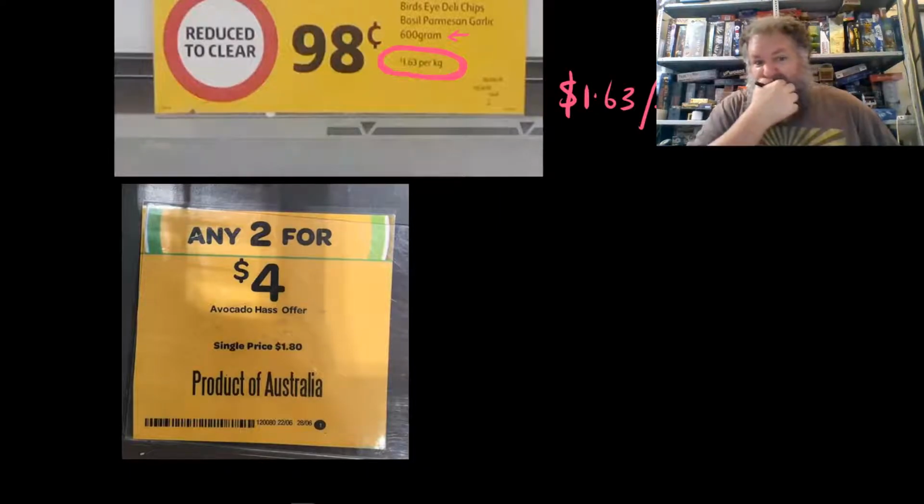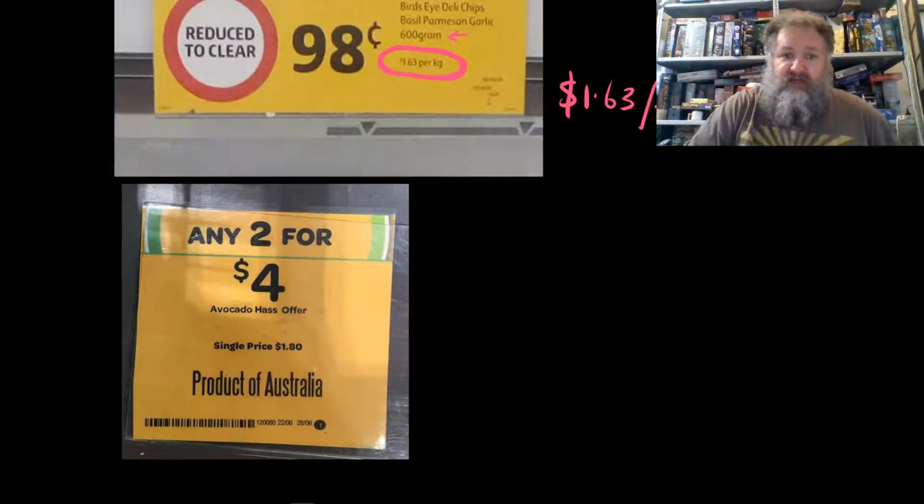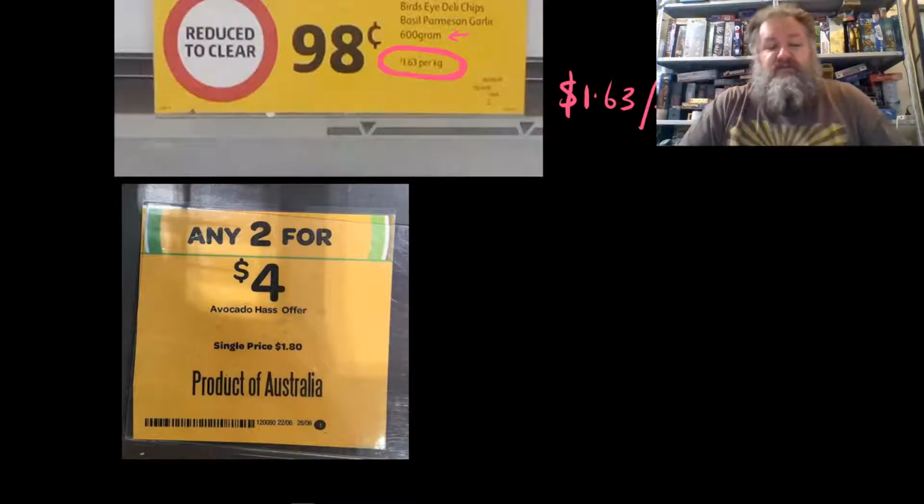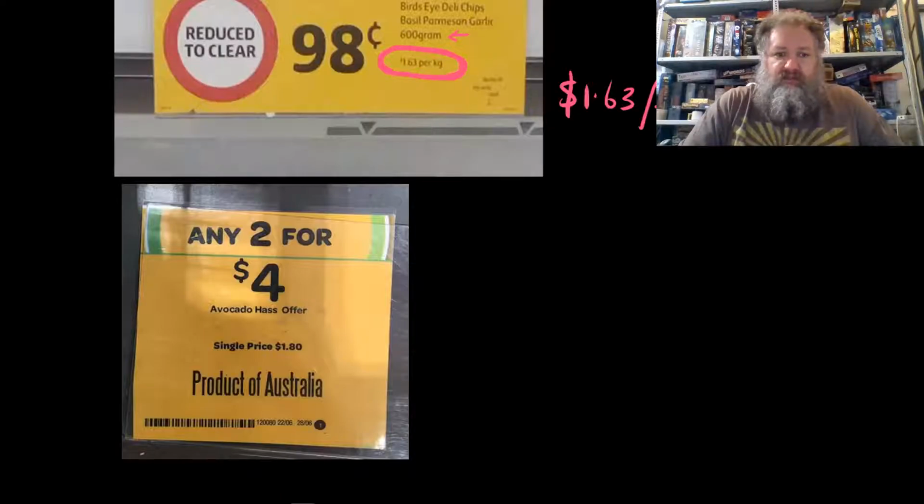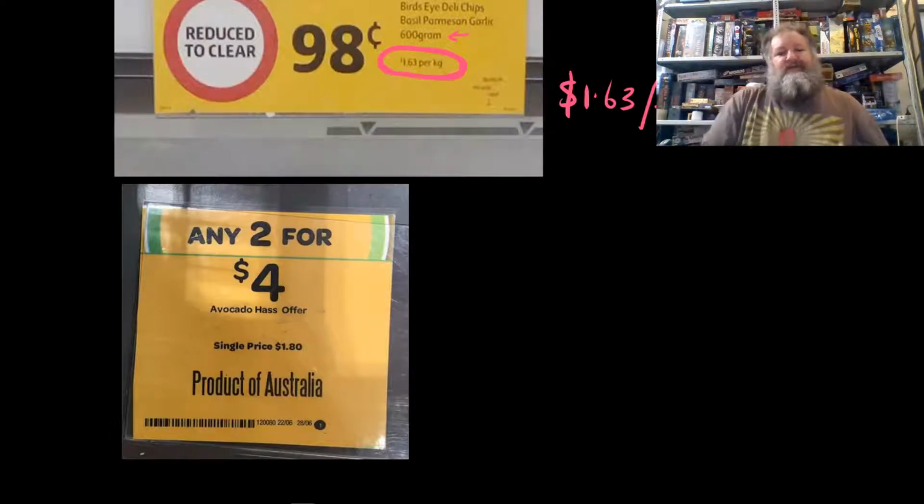We can buy Hass avocados. We can get 2 for $4. What a great price. And if that was all that was on the sticker, you would think, all righto, I'm getting a good deal here. But when you look at the actual unitary price, the value per unit, we can see that we're not actually getting much of a deal here at all. The single price for one avocado is $1.80.